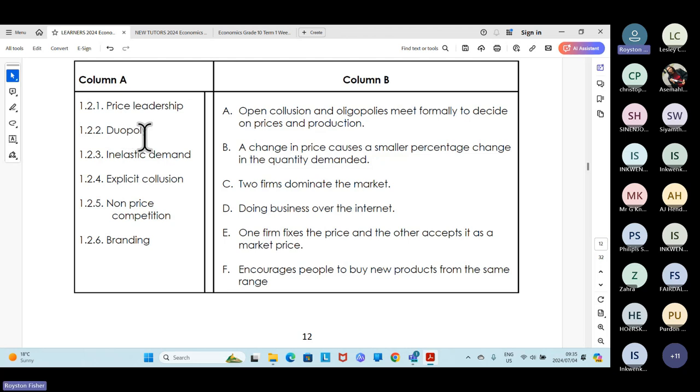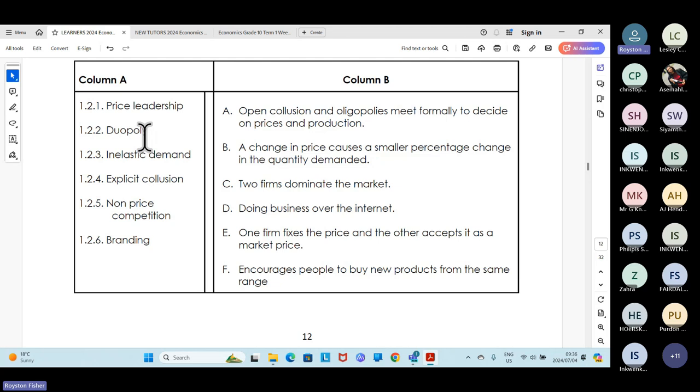B, duopoly. So let us see what your answers are for 1.2.2, duopoly. St. Andrews says it's C. Bell says it's C. Fidel says it's C. Inglesize says it's C. Philip S says it's C. Senor Jonga High says it's C. Also Rabai says it's C. Thank you, Philip. I see that you're from Roosendaal. All of you that said it's C, you're correct. Two firms dominate the market, and that is a duopoly.